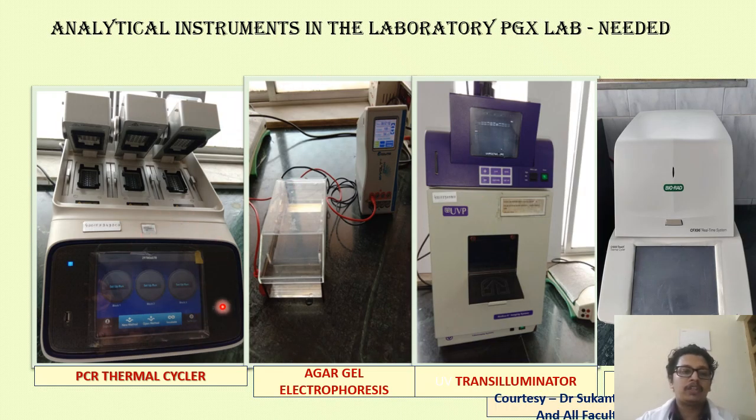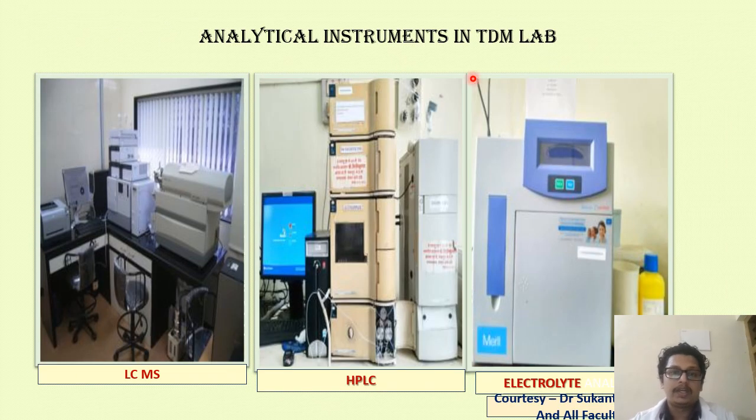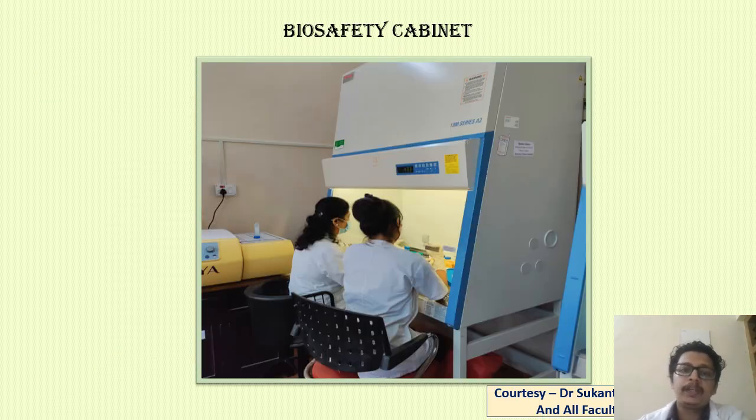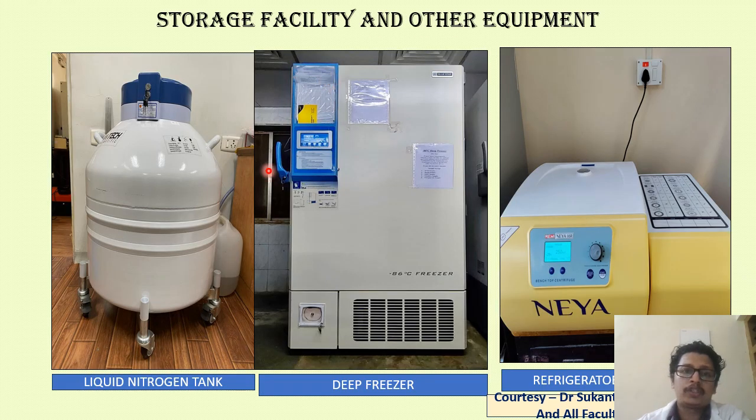This is a PCR thermal cycler. This is an agarose gel electrophoresis machine. This is a transilluminator. This is also another PCR machine. Analytical laboratories in the TTM lab: you can see the LCMS machine, HPLC machine, an electrolyte analyzer. Then this is a biosafety cabinet. And these are the storage facilities, a liquid nitrogen tank.